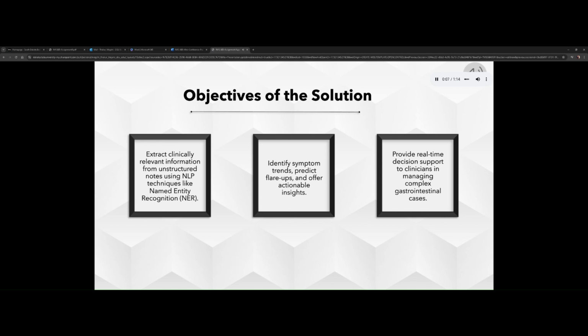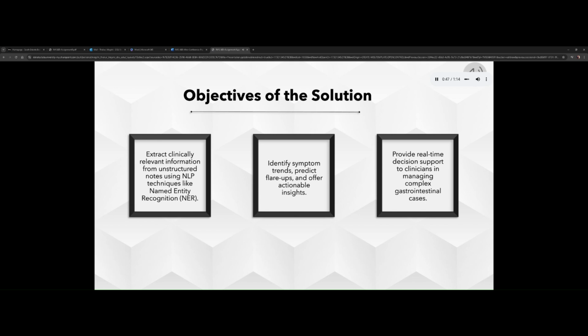This is the second stage, which focuses on defining the solution objectives. In my research, I propose that the NLP-driven DSS aims to achieve 3 main objectives. Number 1 is extracting clinically relevant information from those unstructured notes that we talked about in the last slide, which are usually free text. We can extract those using NLP techniques, and the technique that we can use is named entity recognition.